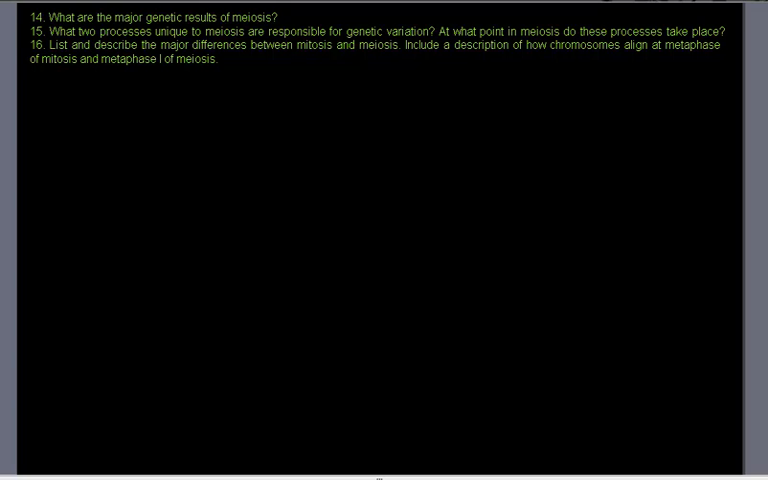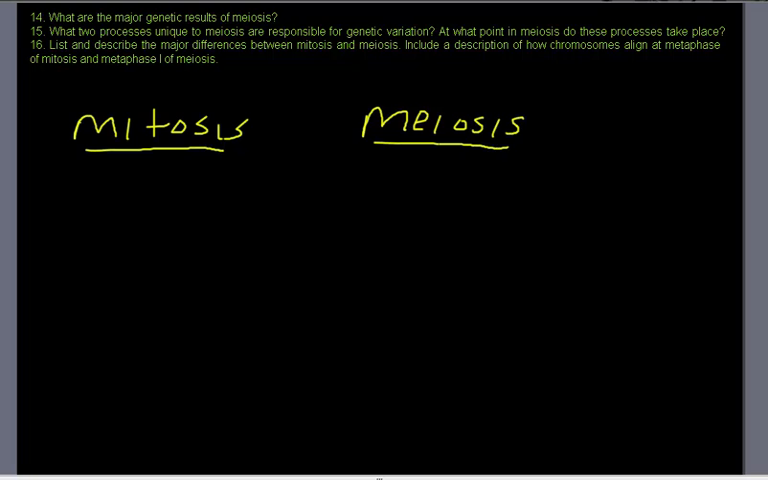List and describe the major differences between mitosis and meiosis. Include a description of how chromosomes align at metaphase of mitosis and meiosis. So the main differences are, maybe we can put these in a little list here. Mitosis, meiosis. And mitosis is equational. Meaning, and this is kind of part of the same thing, you get identical daughter cells.